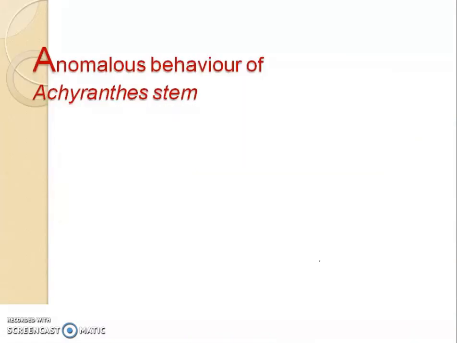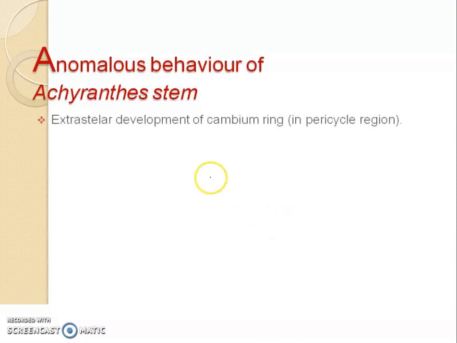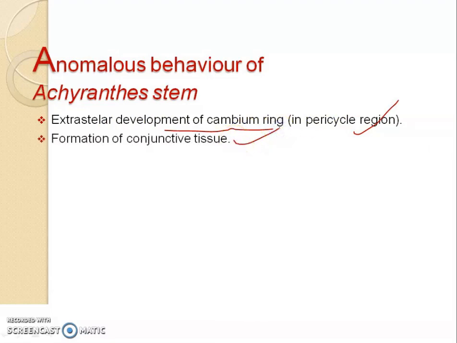After studying the secondary growth in Achyranthes stem, we analyze the anomalous behavior of Achyranthes stem, and it is characterized by extrastellar development of cambium ring, which is formed in the pericycle region. So this is the anomalous behavior of the cambium ring. Formation of conjunctive tissue, and this cambium ring results in the conjunctive tissue. Similarly, formation of included phloem, which is also an anomalous behavior.